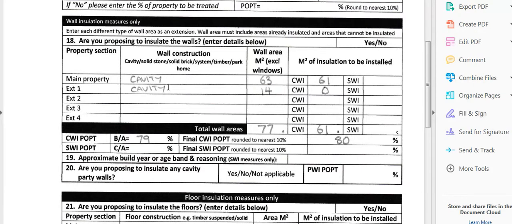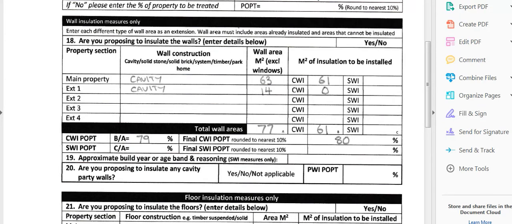We've basically said that both of those properties are of cavity wall construction. We're saying here the total heat loss wall, excluding windows, is 63 square metres for the main building, 14 square metres for the extension. So we've got a total heat loss wall area for that property of 77 square metres. What we're saying here, this is now asking you what you're going to install. So for the main property, we've got 63 square metres, and we're saying we're going to install 61 square metres.